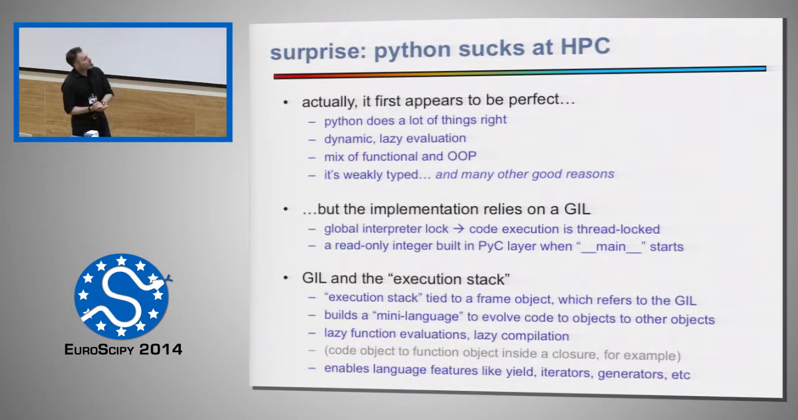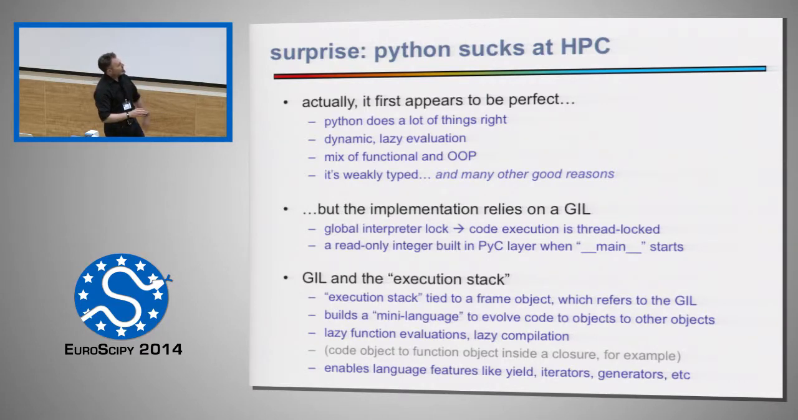Basically, it appears to be perfect at first. It does a lot of things like dynamic lazy evaluation, and it's a weakly typed language. So it does a lot of things right. But really, when it comes down to it, it relies on this global interpreter lock, the GIL. And that makes the code execution thread locked. Really, all the GIL is, is a read-only integer in the PyC layer that gets set when main starts, and then Python can't change it.